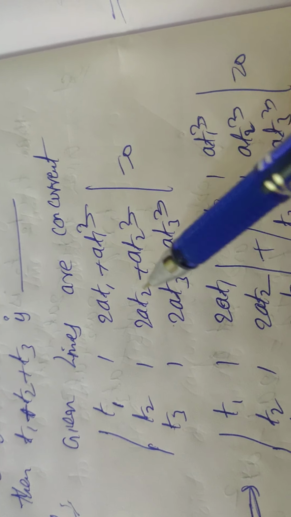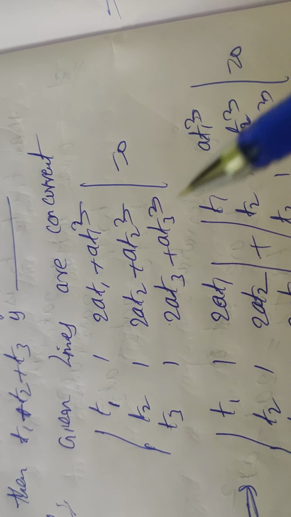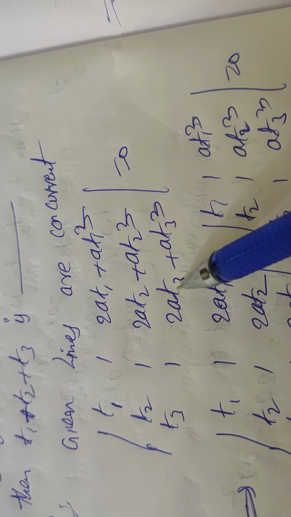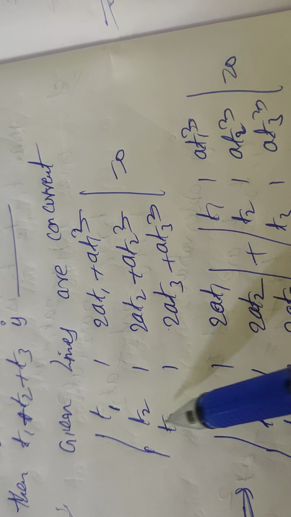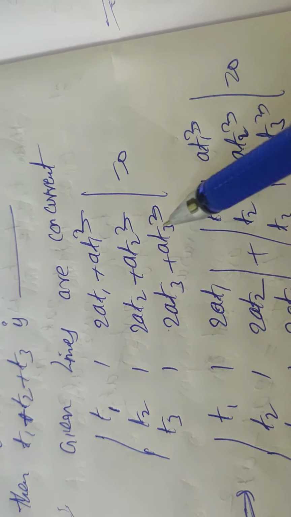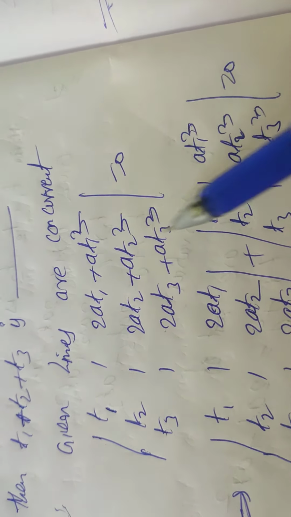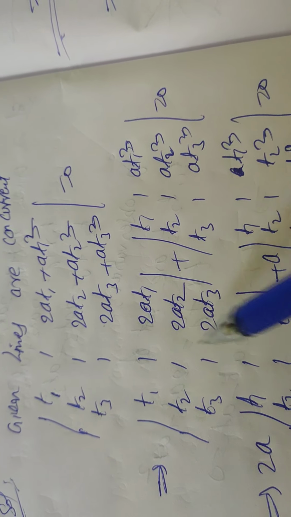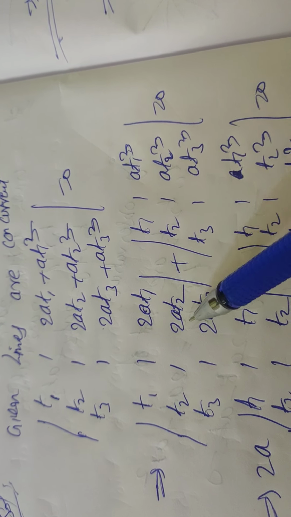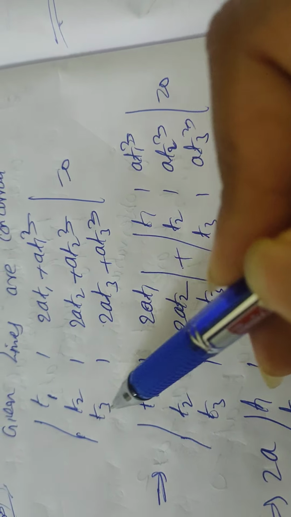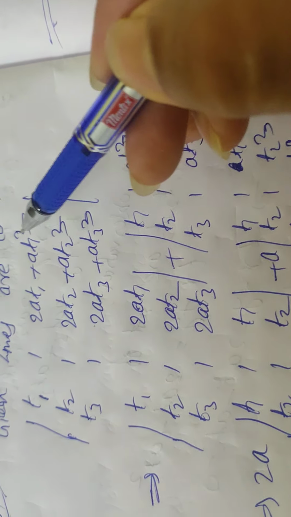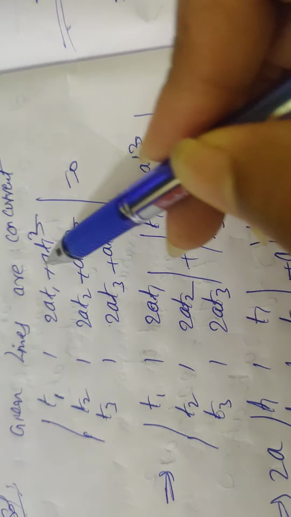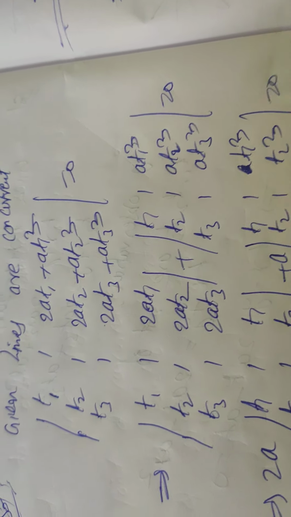We can split it into two different determinants. The first determinant takes the first column, second column, and the first elements, and the second determinant takes the first column, second column, and the second elements. So we can write two determinants: t1, t2, t3, 1, 1, 1, and first elements 2a t1, 2a t2, 2a t3, plus t1, t2, t3, 1, 1, 1, and second elements a t1 cube, a t2 cube, a t3 cube is equal to 0. Here all are plus only, so keep plus.